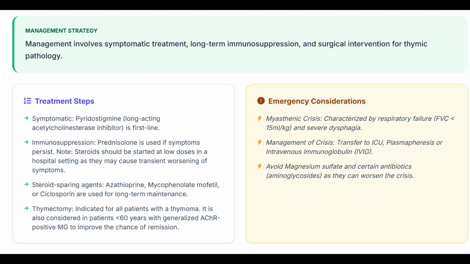If symptoms persist, we introduce prednisolone. However, steroids must be started at low doses in a hospital setting, as they can cause a transient worsening of symptoms. To maintain long-term stability, we employ steroid-sparing agents like azathioprine, mycophenolate mofetil, or cyclosporin.